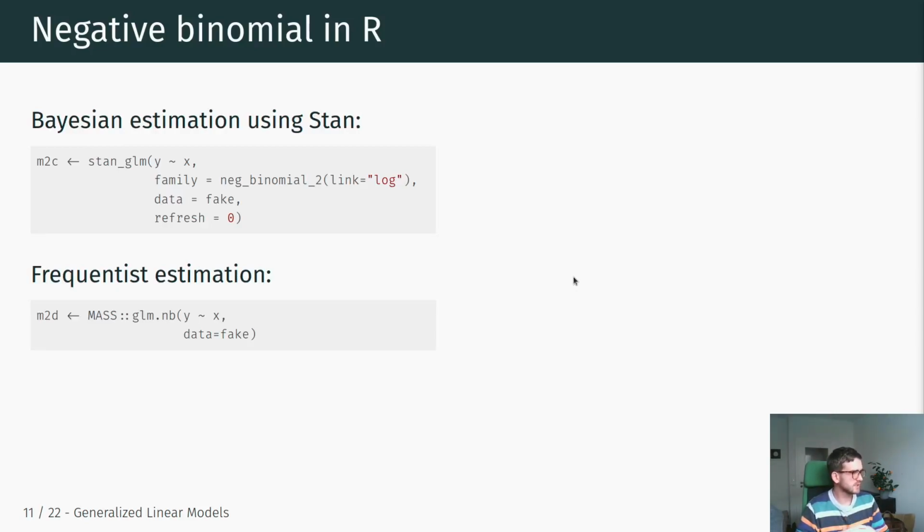If we do this in Stan, all we have to do is use the same model call. The only thing that changes is the data distribution, from a Poisson distribution to a negative binomial distribution. The link is still the same.